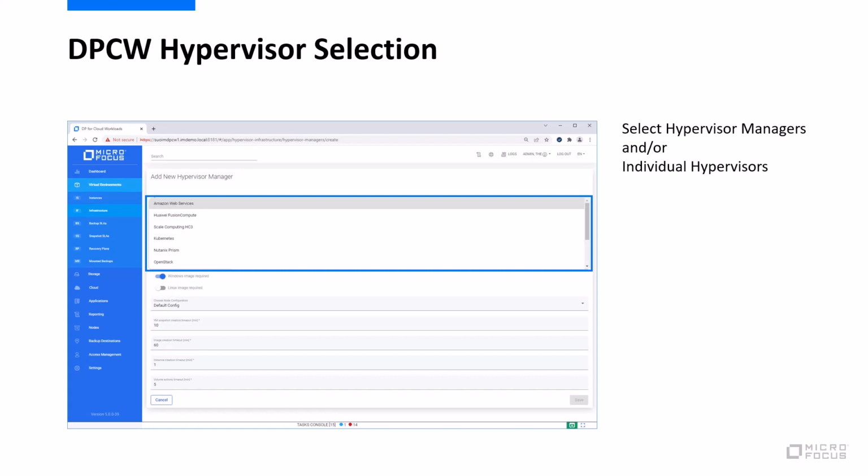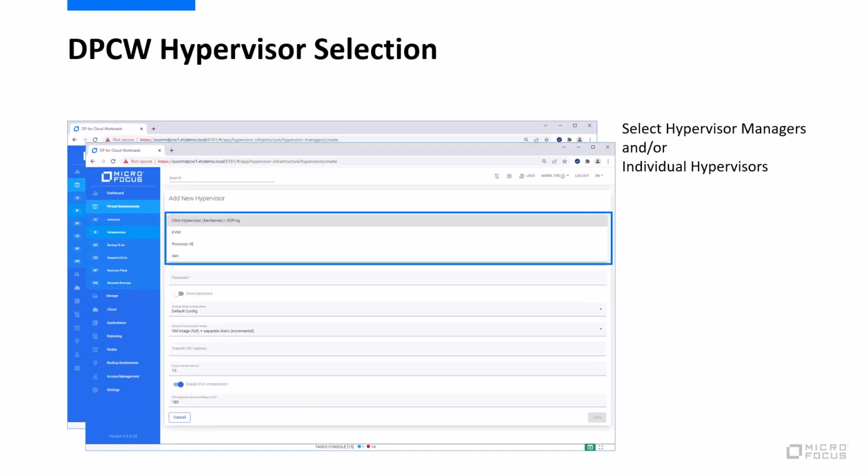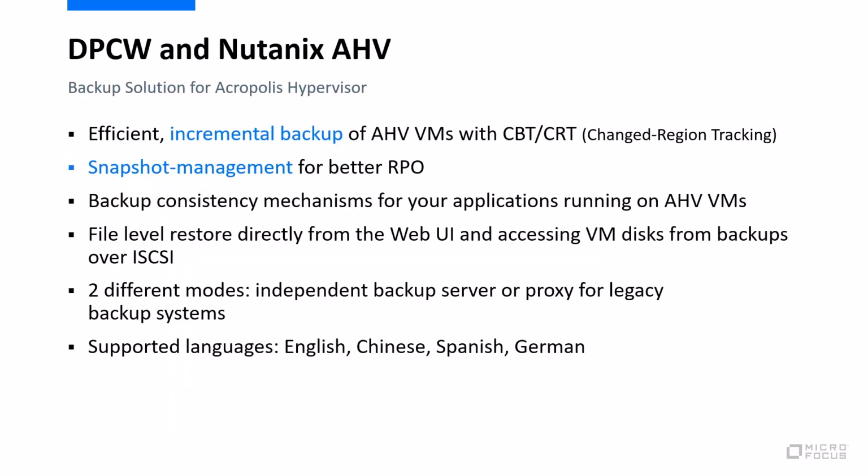Data Protector for Cloud Workloads will let you select from those hypervisor managers or from individual hypervisors. So it's a very easy and lightweight approach to get data from those systems. It is completely agentless and lets you select individual resources like the virtual machines or any surrounding information from those hypervisors. Now let's look at Nutanix AHV.